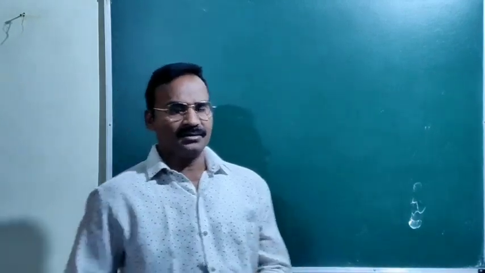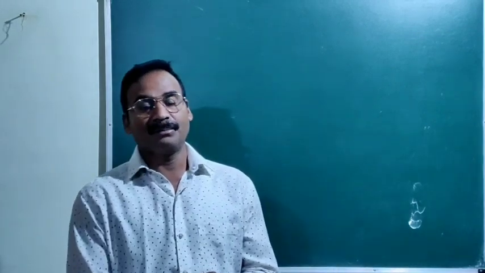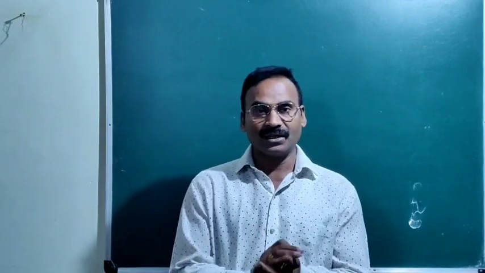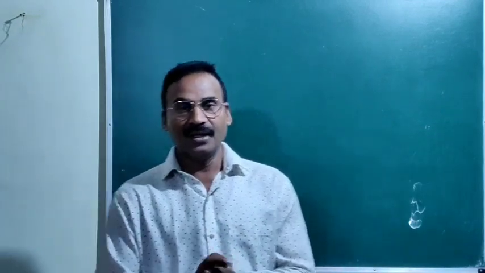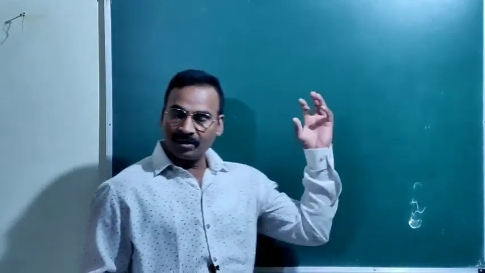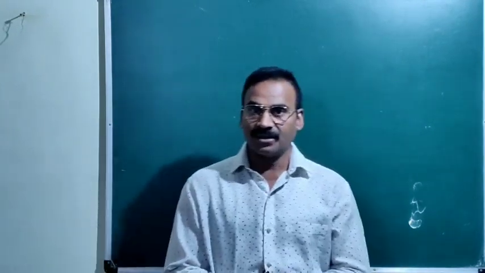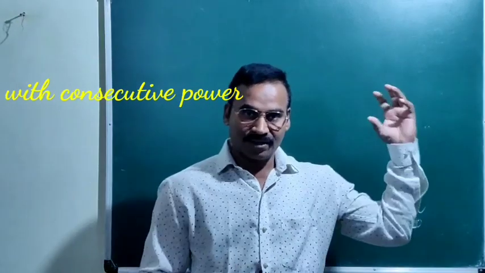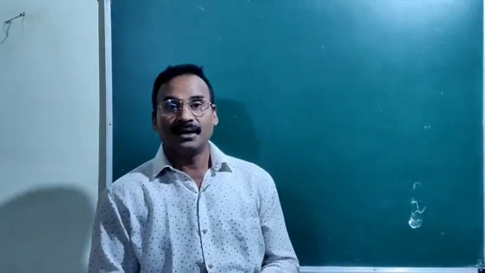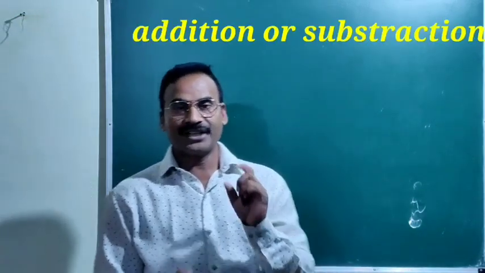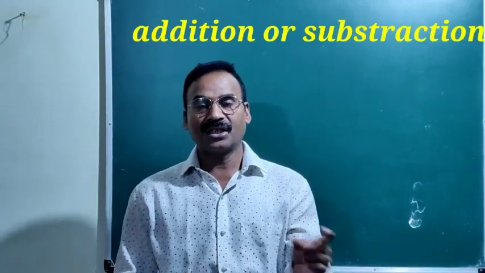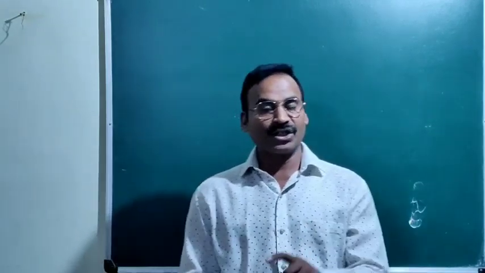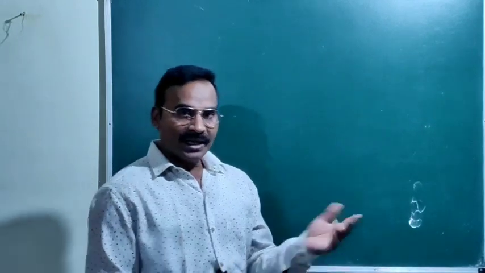In the same manner, for the formation of the polynomial, what are the materials, what are the contents, what are the objects you need? Okay, first constant, second variable with consecutive power, and third operation: addition or subtraction or both. One or two operations, addition or subtraction or both. Okay, so let me start.